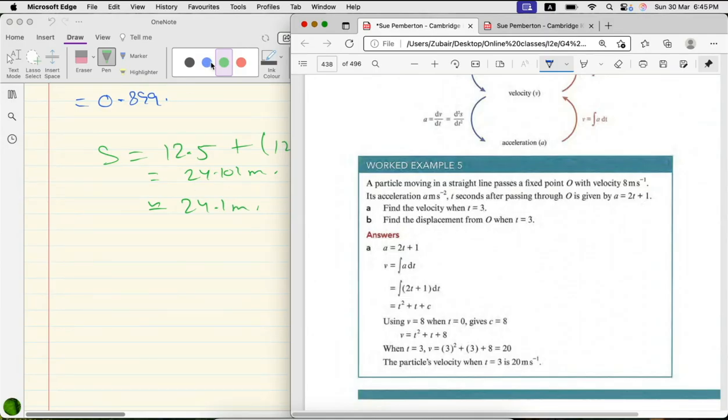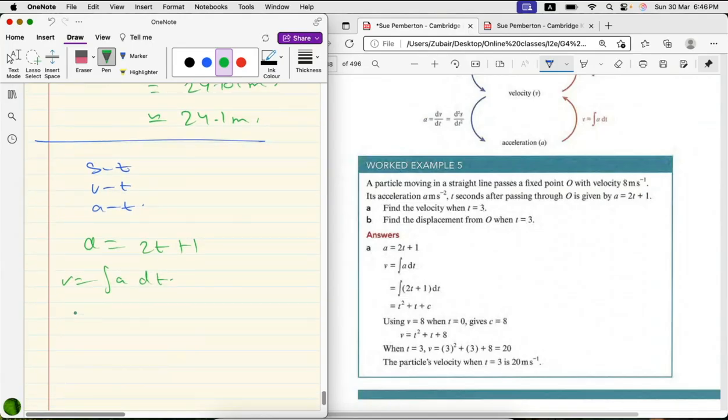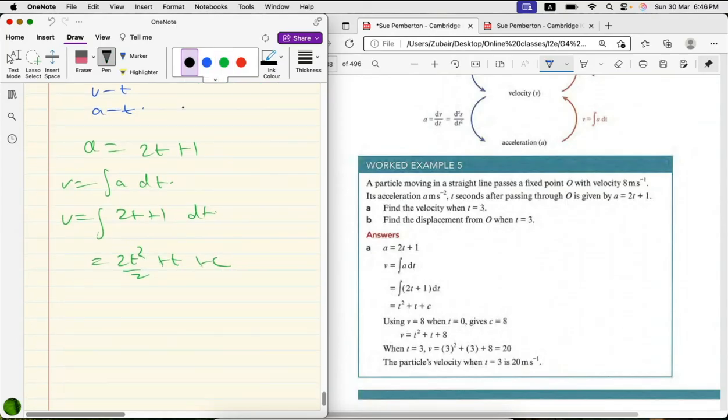Now see, this is sort of reverse. We knew displacement time, velocity time, acceleration time. Now from acceleration, he is asking for velocity, so we need to go through integration. Acceleration is already 2t plus 1. So velocity will be the integration of acceleration, which is the integral of 2t plus 1 dt. That's 2t square over 2 plus t plus c, which simplifies to t square plus t plus c.